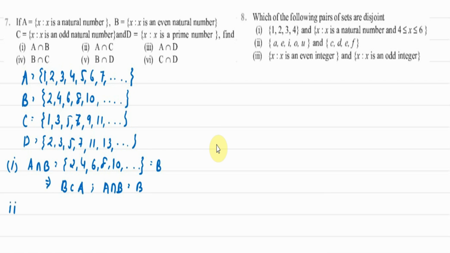Similarly, we have the second part. It says find out A intersection C. Now A intersection C will be common elements of A and C, that is 1, 3, 5, 7, 9, 11 and so on. That means this will become the set of odd numbers. Also C is a subset of A. Therefore we can say that C intersection A will be C itself. Fine.